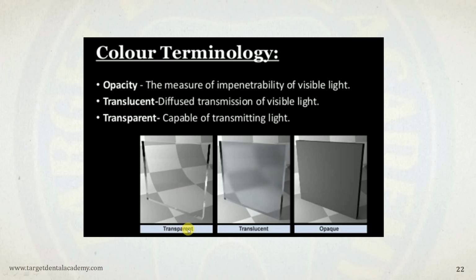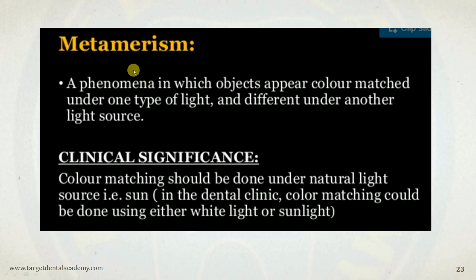And in transparent materials, when you pass a ray of light, it comes out completely from the other end. That is known as transparent, the capability of transmitting light. I hope this is clear to you. Coming on to metamerism, it is a phenomenon in which objects appear color matched under one type of light and different under another light source.